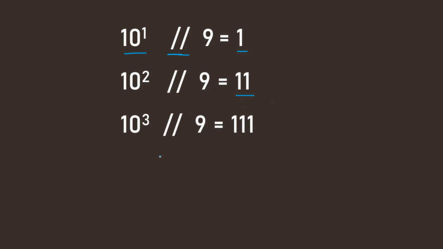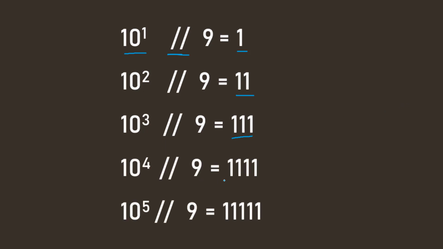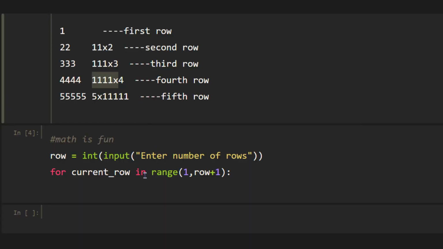Let's see. If I divide 1000 by 9, that is 10 power 3 by 9, and perform integral division, I get 3 times 1 and then some decimal part. So similarly, for 10 power 4, we'll get 4 times 1, and for 10 power 5, we'll get 5 times 1. So what does this tell? This is an important thing.